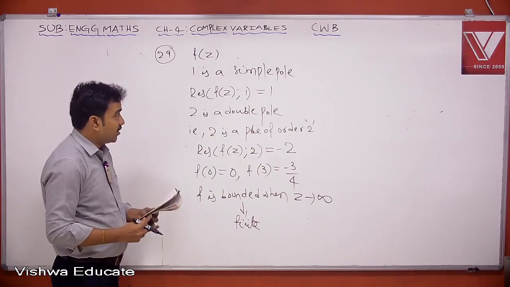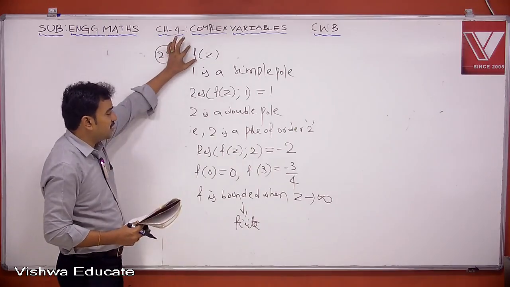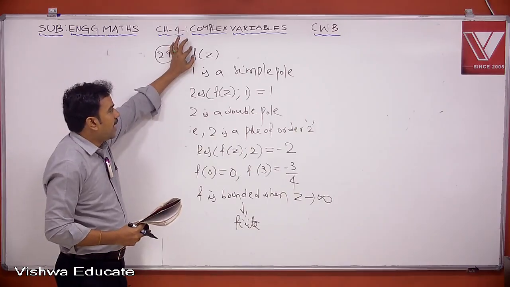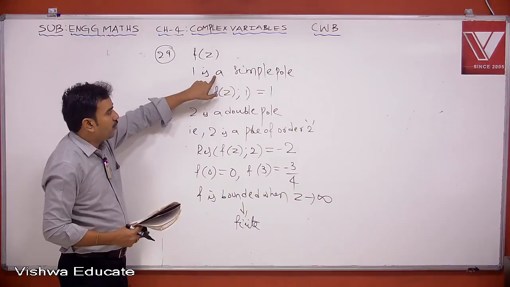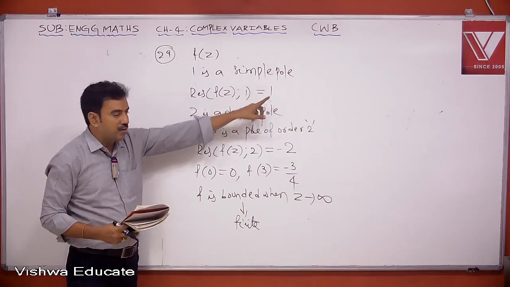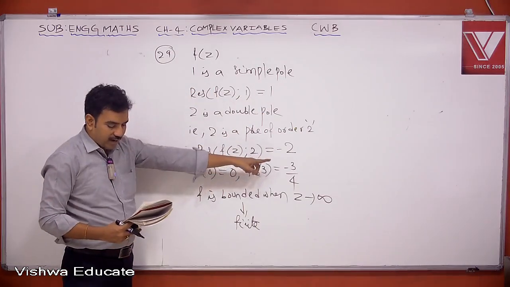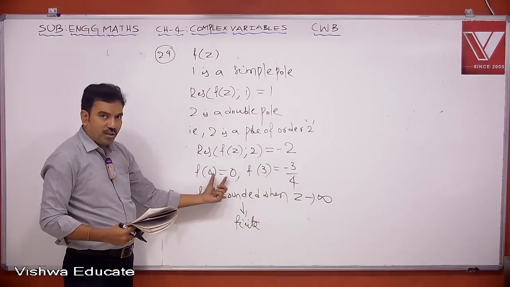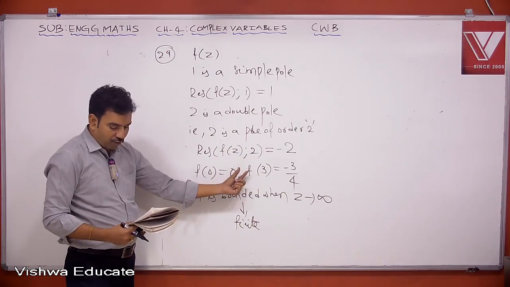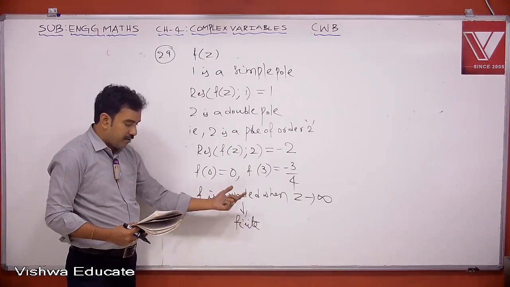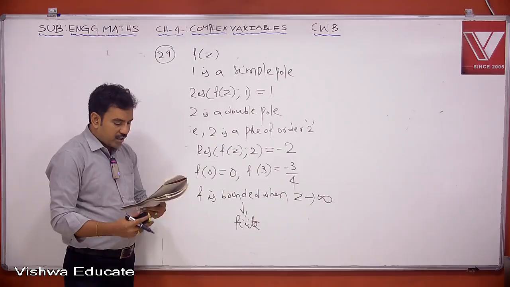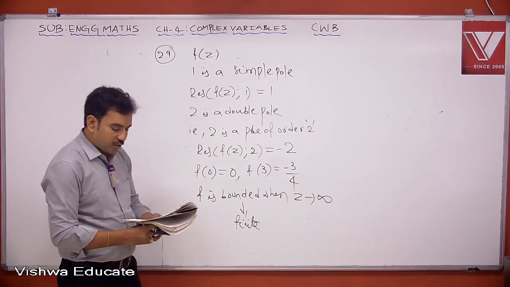So, a very interesting question. f of z is an analytic function having a simple pole at 1 and a double pole at 2. 1 is a pole of order 1 and its residue is given as 1. The residue at 2 is given as minus 2. f of 0 is 0. f of 3 is minus 3 by 4. And f is bounded, meaning it has a finite value when z tends to infinity. Then what is f of z? Let's go through the options.